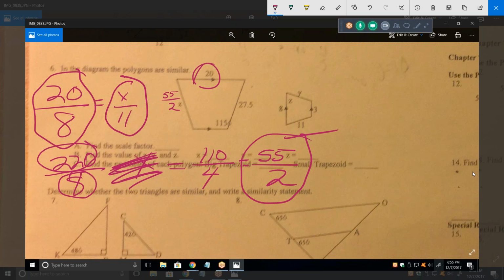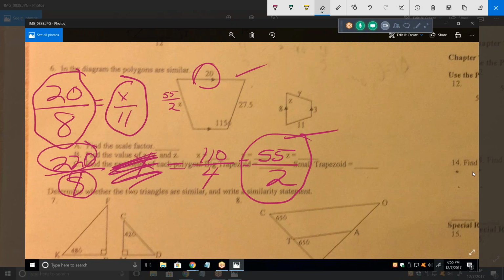And that kind of makes sense. This trapezoid is 2.5 times this one. 2.5 times 11 is about 27, which is 55 halves, 27.5. So that fits our ballpark.